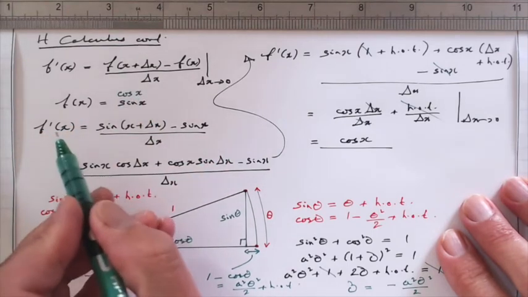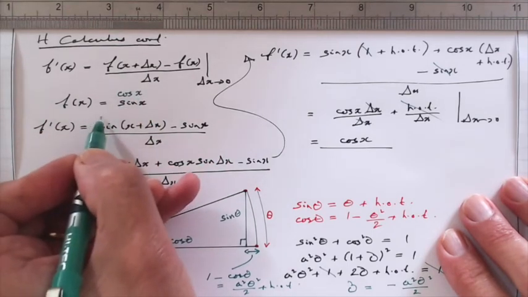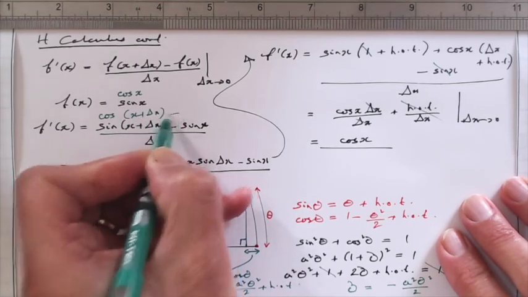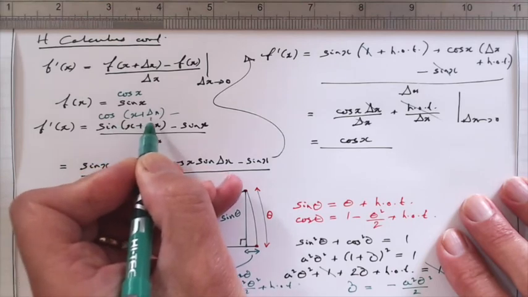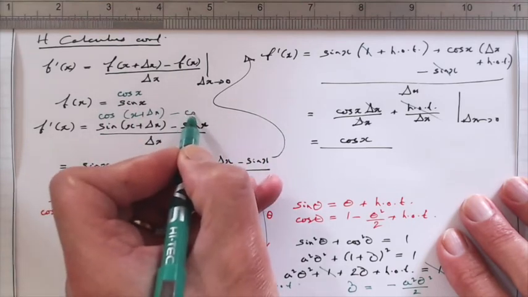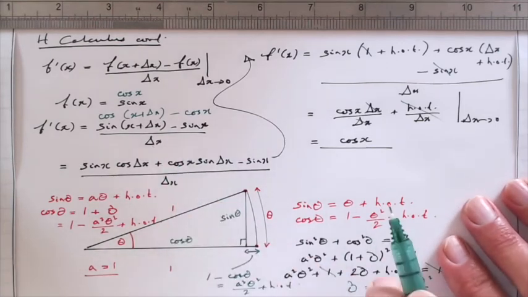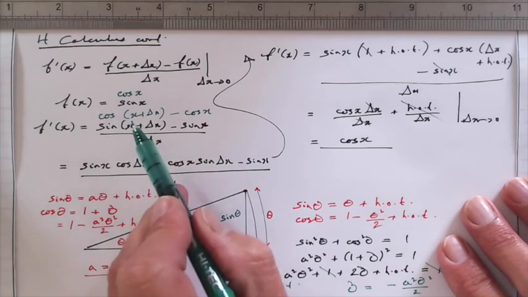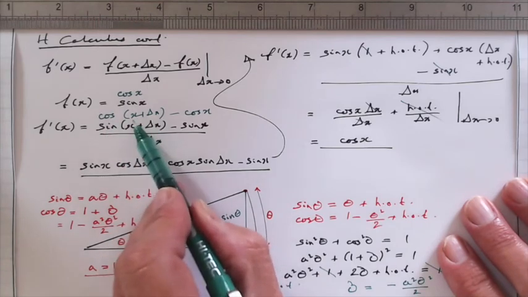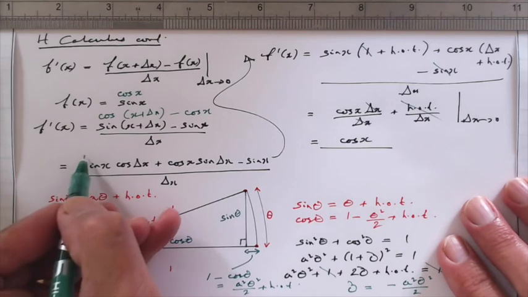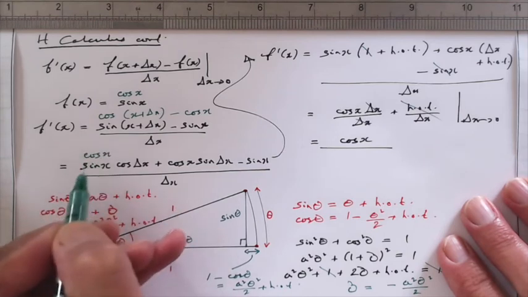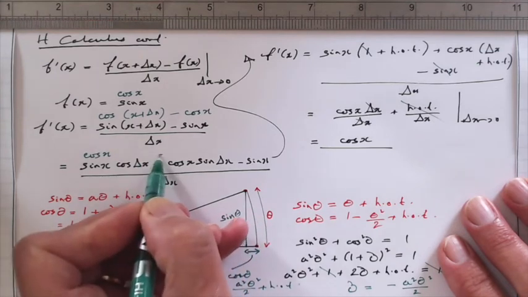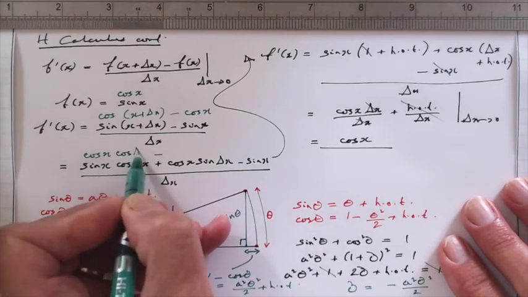The derivative would be the cosine of x plus delta x, which is f of x plus delta x minus f of x, which would just be cosine of x, all divided by delta x. And then using the addition formula for cos of a plus b, I would have cosine of x times cosine of delta x. I would have minus, maybe I should just write that again there.